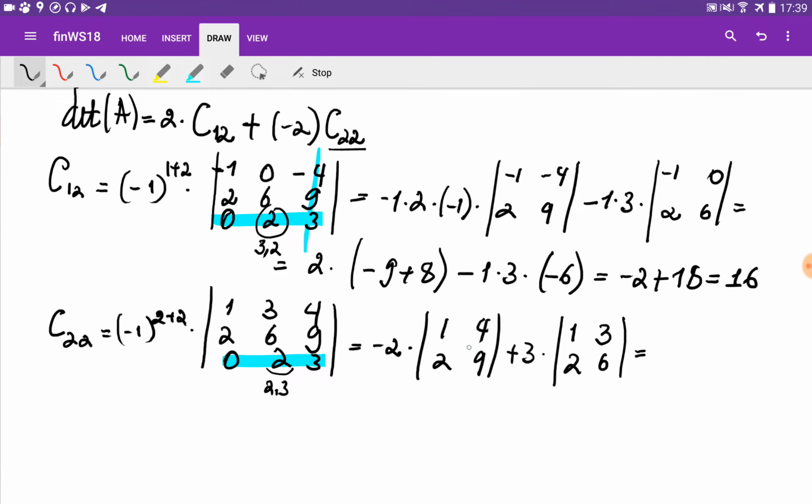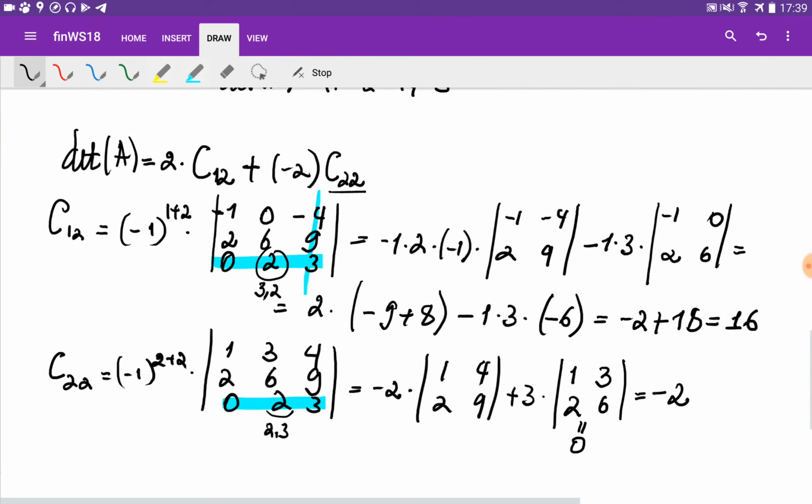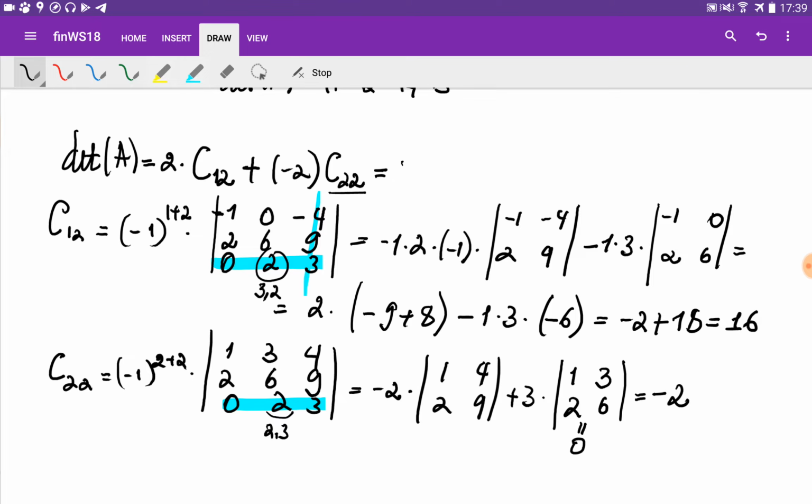So the determinant of the first matrix is going to be 9 minus 8, which is simply 1. Multiplied by the minus 2, it's giving you minus 2. And the determinant of the second matrix is simply 0, because 1 multiplied by the 6 is exactly the same as 3 multiplied by the 2. So now we are going to put everything together. It's going to be 2 multiplied by the cofactor C12, which is 16, minus 2 multiplied by the minus 2, which is going to be 32 plus 4, or simply 36.